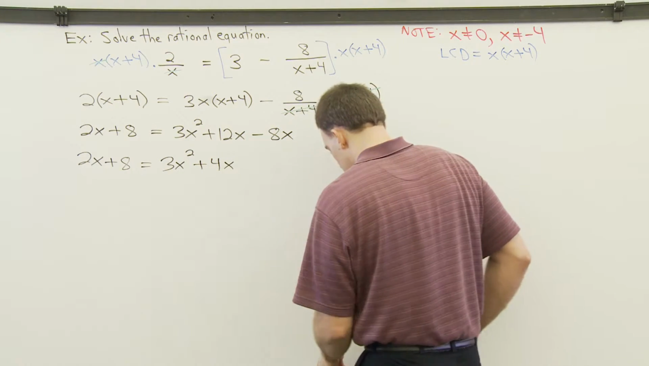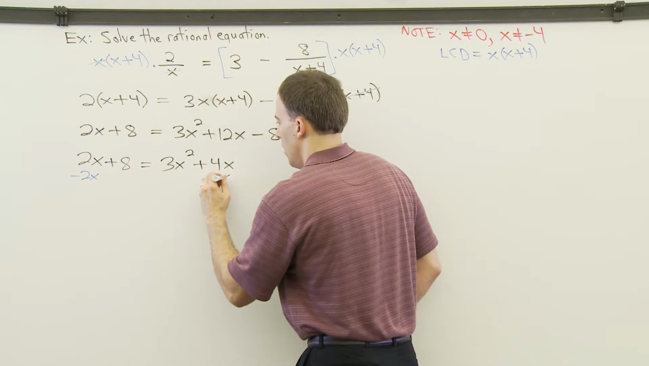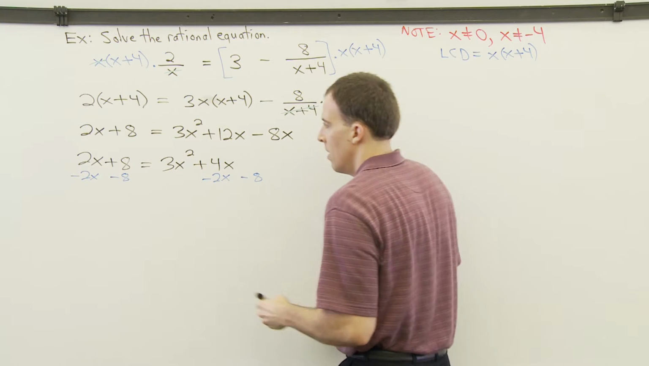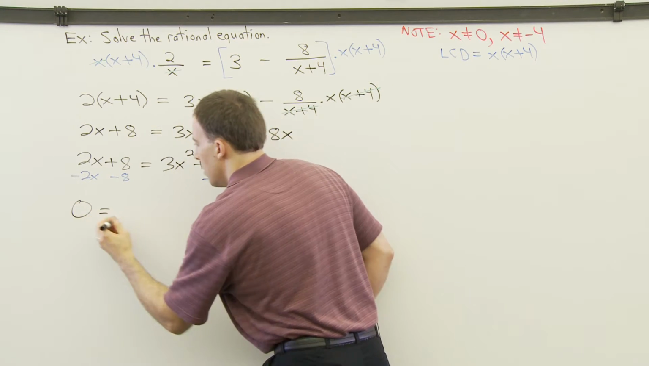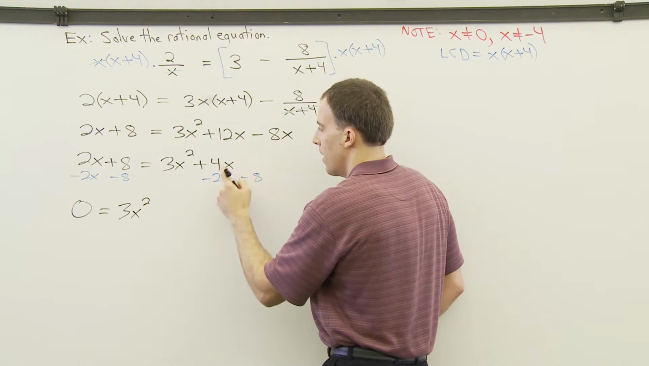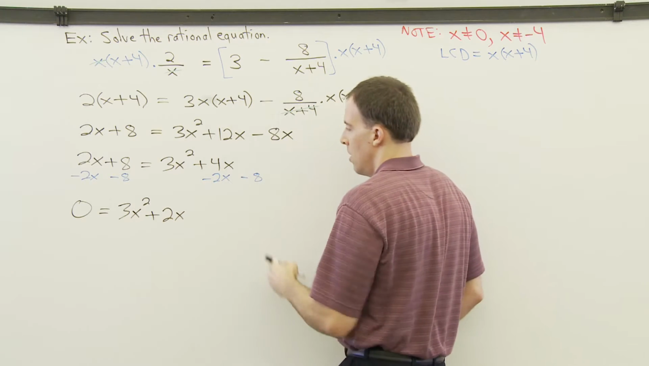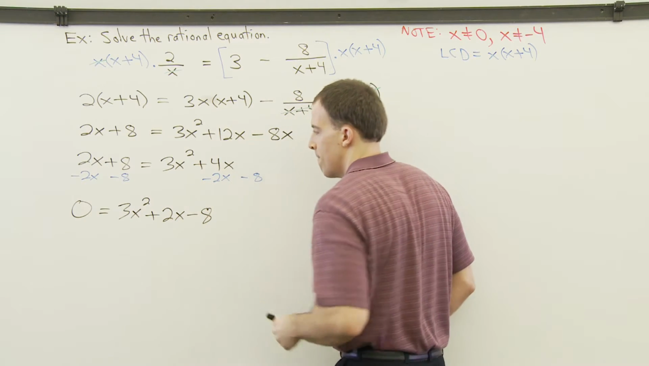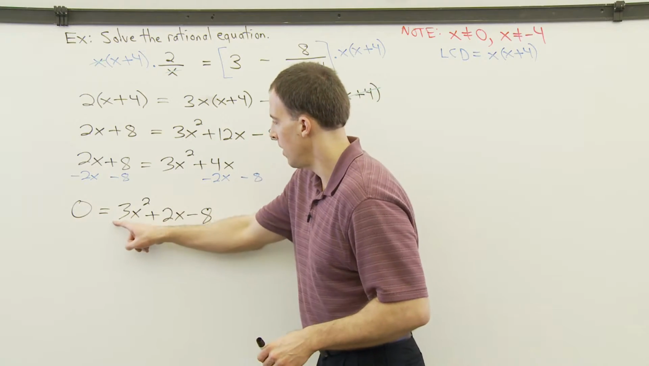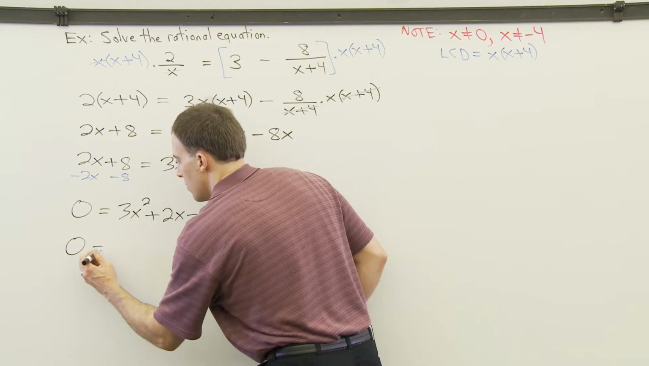Let's get everything to the right side by subtracting 2x from both sides, and then also by subtracting 8 from both sides. So we got 0 on the left, and on the right side we've got 3x squared, 4x, and a negative 2x adds up to a positive 2x, and then a minus 8. So we've got a trinomial here, set equal to 0. The trinomial hopefully can factor, and then once we factor it, we'll set each factor equal to 0.